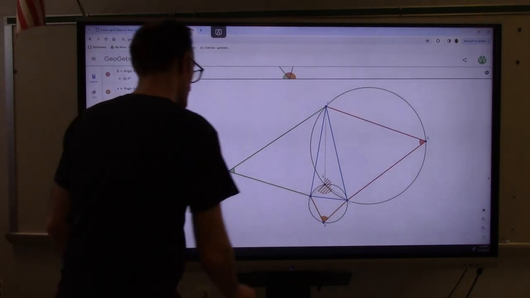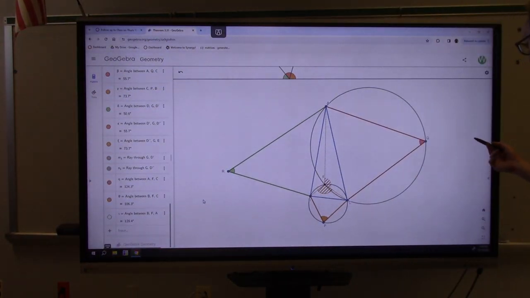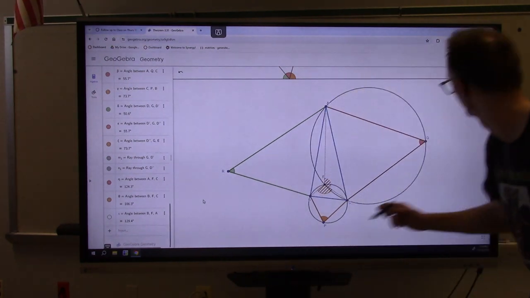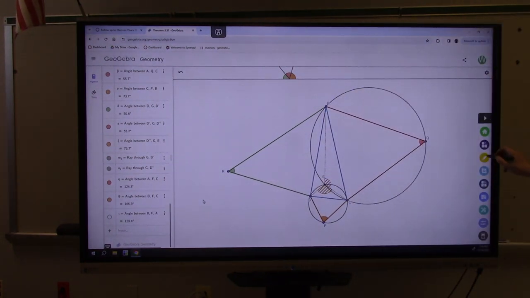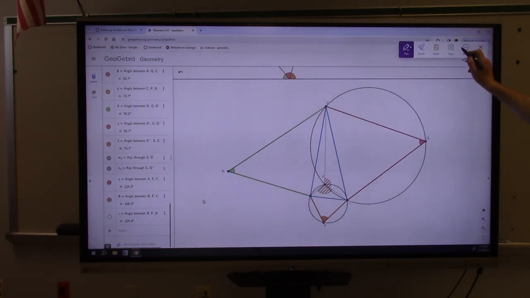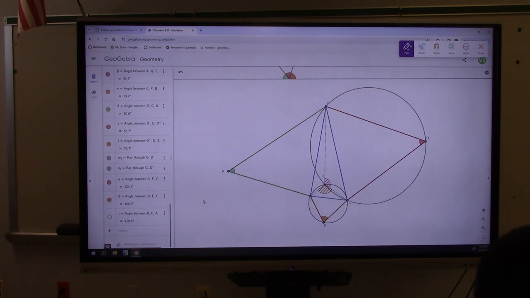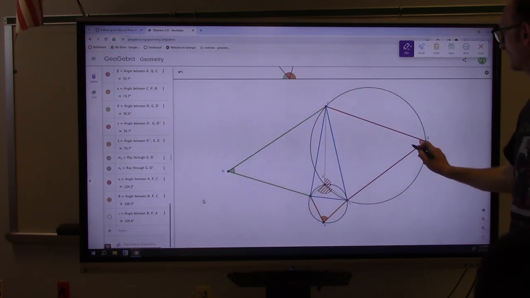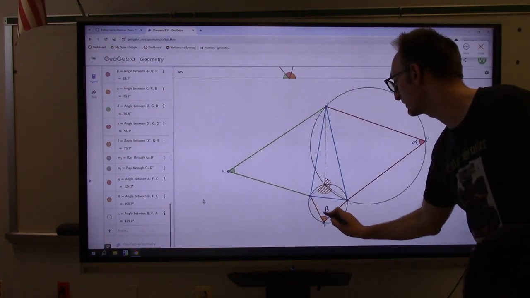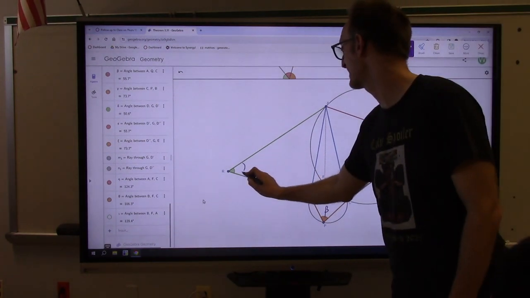What is there to talk out? We can even do this kind of stuff if we want to, because I'm getting so good at this pen now. What can we do? We can call this angle alpha. We can call this angle beta. We can call this angle gamma.